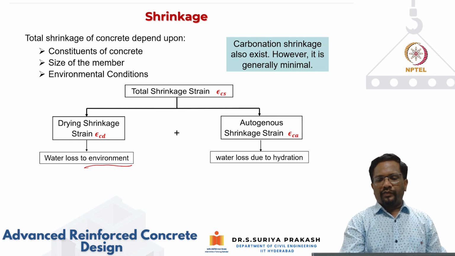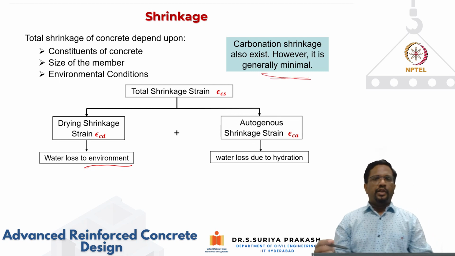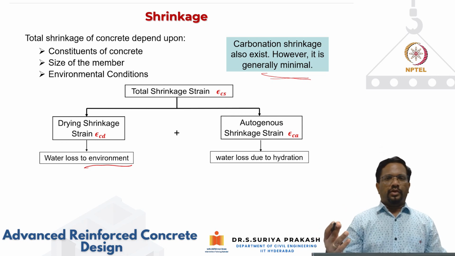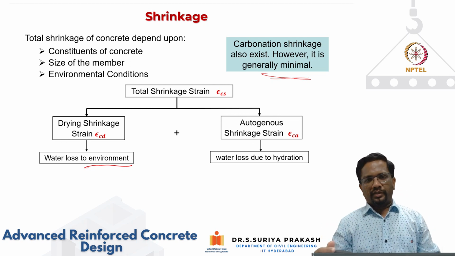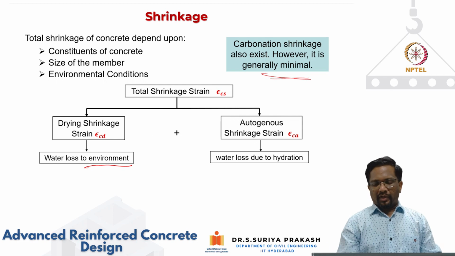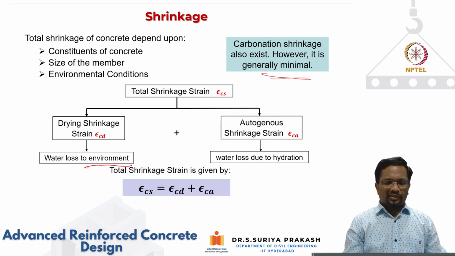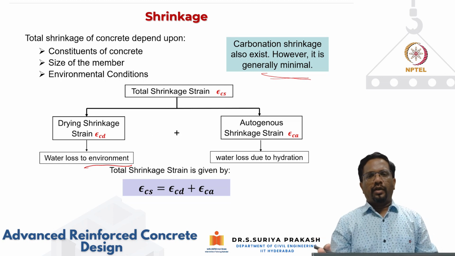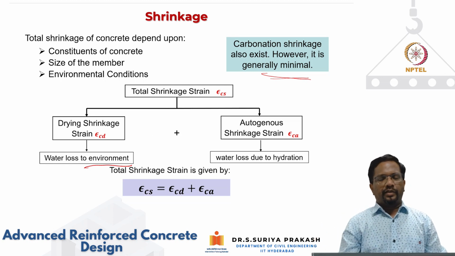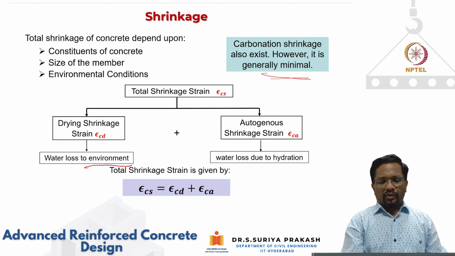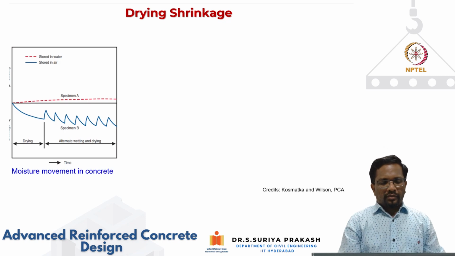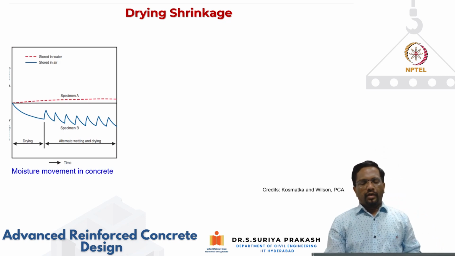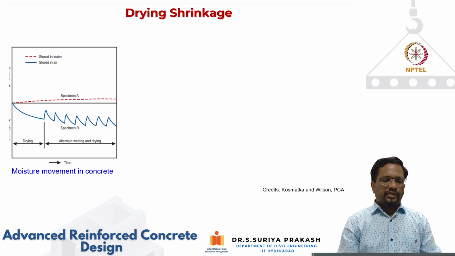Okay. In addition to that, we also have something called carbonation shrinkage. When your concrete is subjected to a higher CO2 environment, then the calcium hydroxide in the concrete can react with CO2 and create additional shrinkage, which is called carbonation shrinkage. But usually it is considered to be a lesser effect than drying shrinkage and autogenous shrinkage. So what we do is we add these two effects, drying shrinkage value and autogenous shrinkage, to get your total shrinkage. Right.